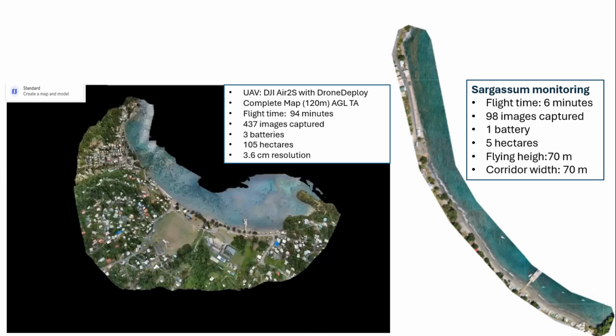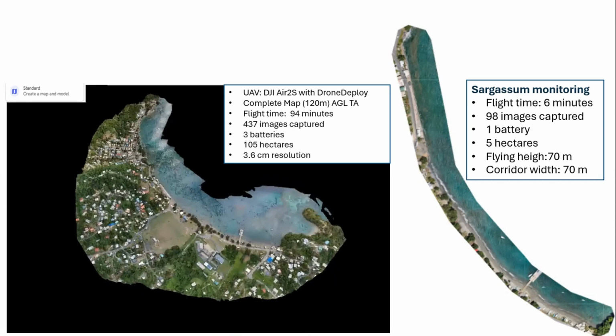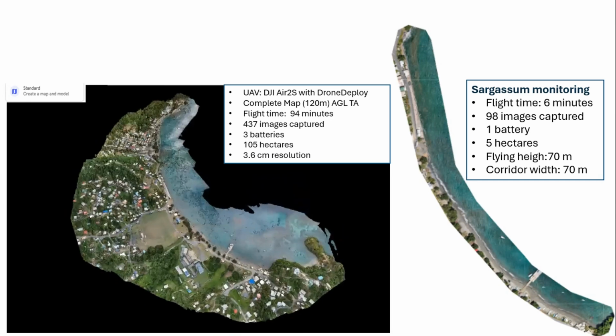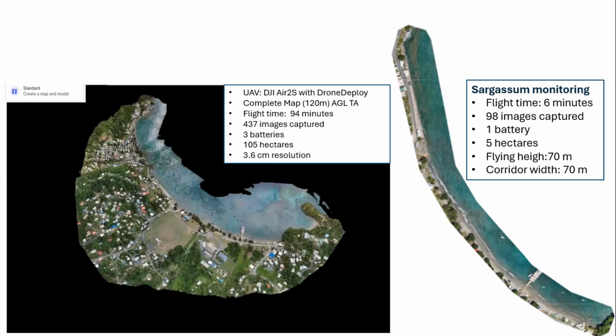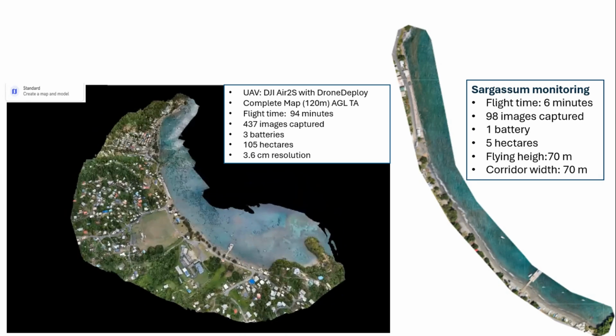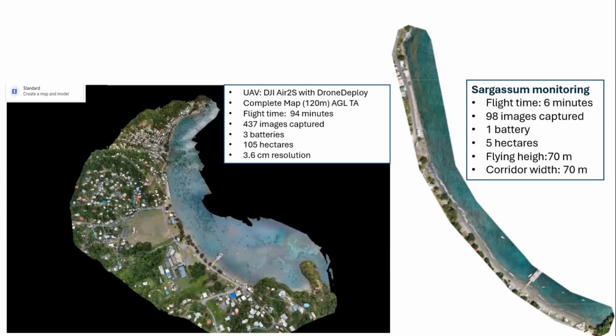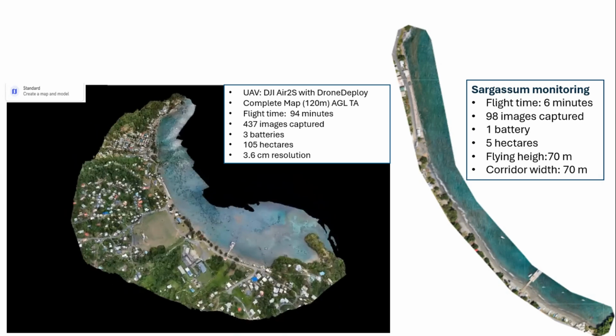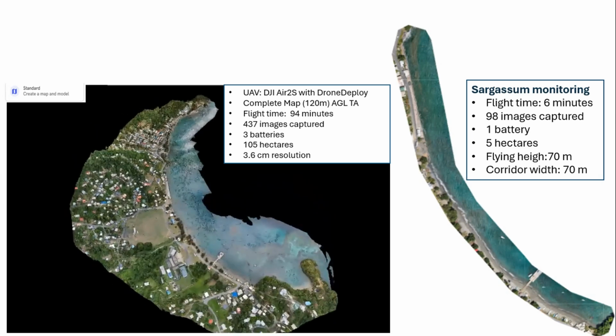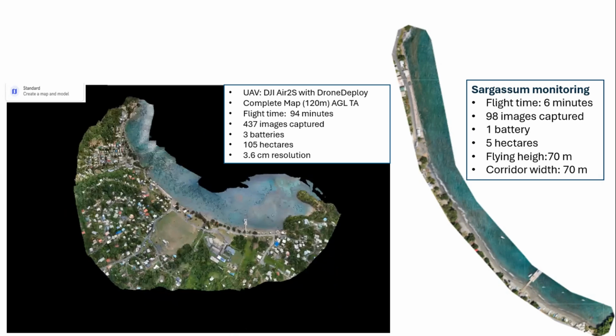As it relates to the corridor on your right, I intend to use this to monitor sargassum influxes. This corridor had a total flight time of 6 minutes. In total, 98 images were captured using one battery. In total, 5 hectares was mapped, and the flying height and the corridor width was 70 meters.